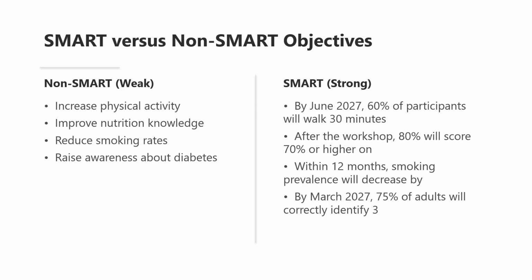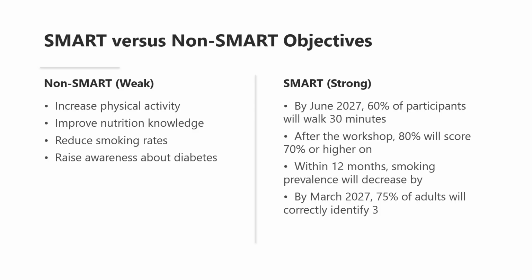Now let me show you the difference side by side so you can really see how powerful a well-written SMART objective is compared to a vague one. On the left, we have weak objectives that you will commonly see in poorly designed programs. The statement "increase physical activity" is vague. It does not tell us who should increase activity, by how much, or by when. Now look at the SMART version on the right. By June 2027, 60% of participants will walk 30 minutes daily. This tells us the deadline, the target percentage, the population, and the specific behavior. See how much clearer that is?